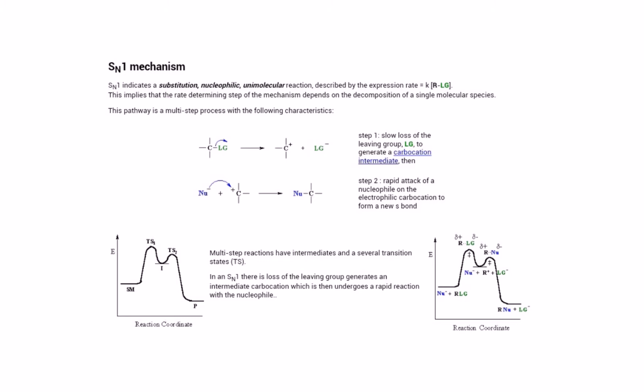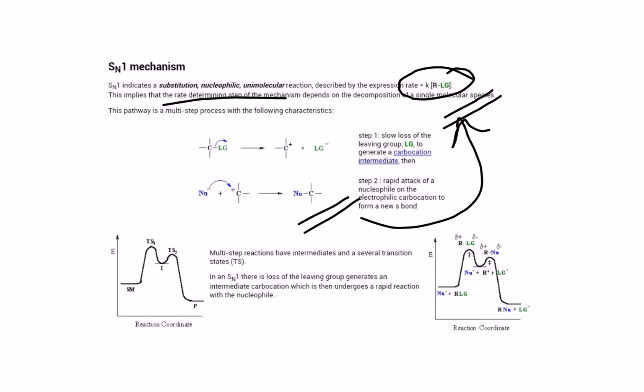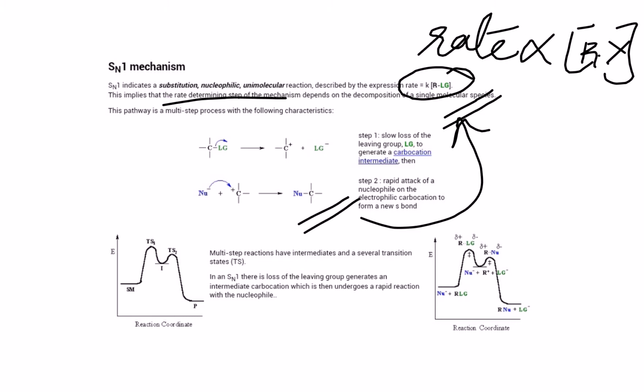SN1 stands for Substitution Nucleophilic Unimolecular, and the reaction is described by a reaction rate law which looks like this. Contrary to the popular saying that the mechanism of SN1 reaction follows first order kinetics, it is important to understand that the mechanism is implied from the kinetics of the reaction, and the experimentally observed kinetics stood as rate proportional to the concentration of only the alkyl halide and not the concentration of the nucleophile.